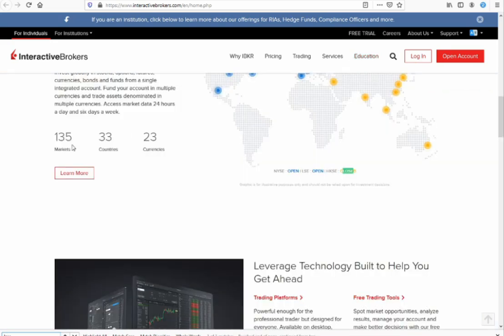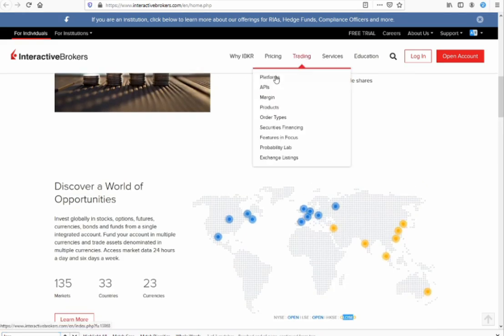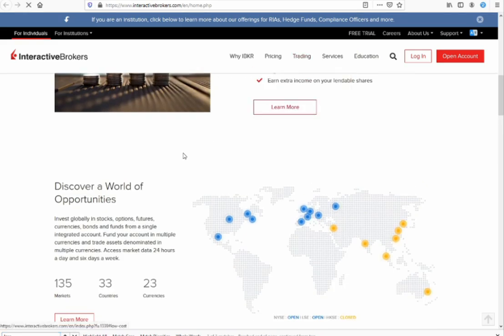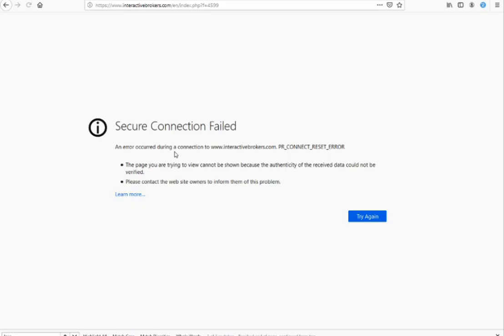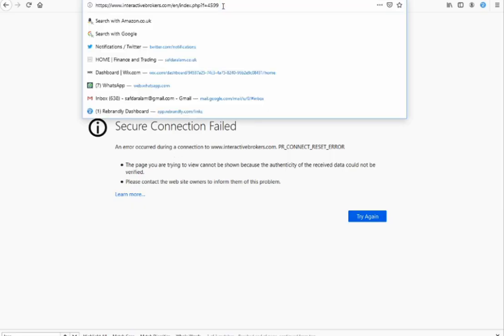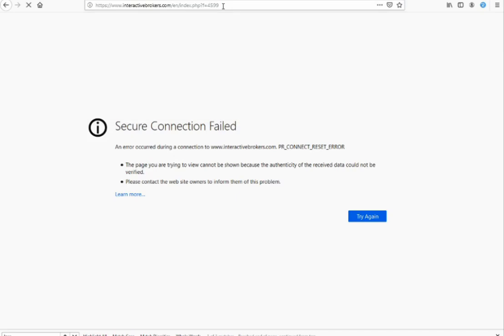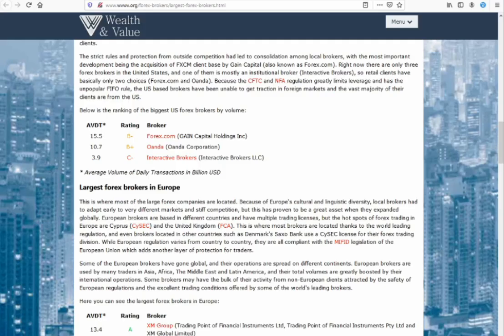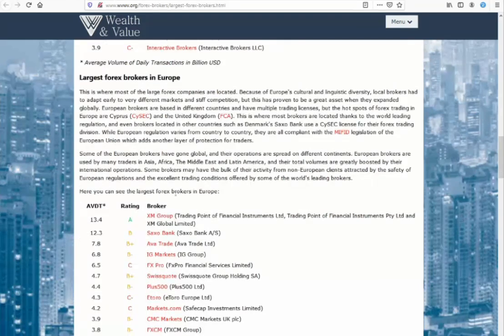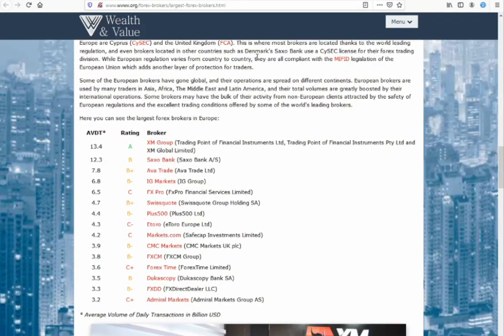So let's look at the trading. Let's see what they offer. Margin products. Okay, that failed. Something's wrong. I don't know. I'm sure my internet's okay. So let's look at AvaTrade, which is another big one.